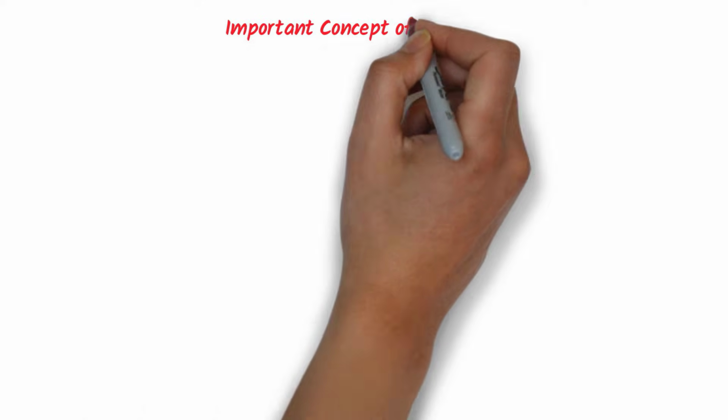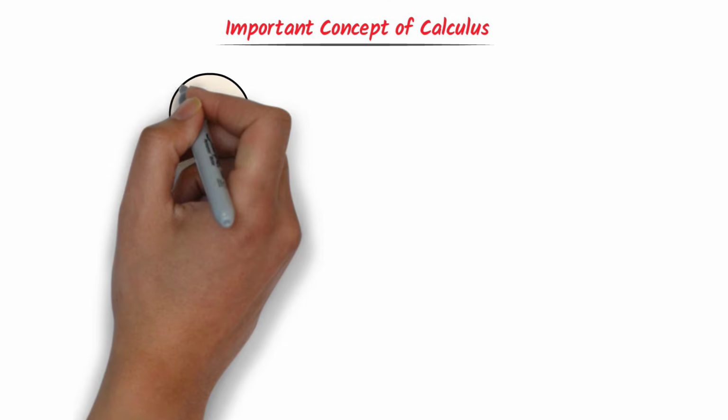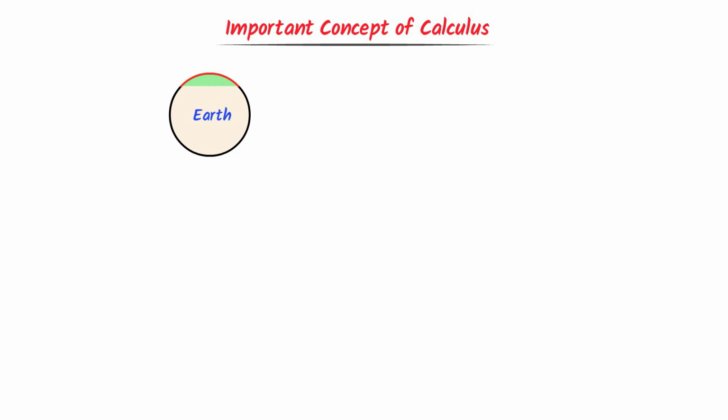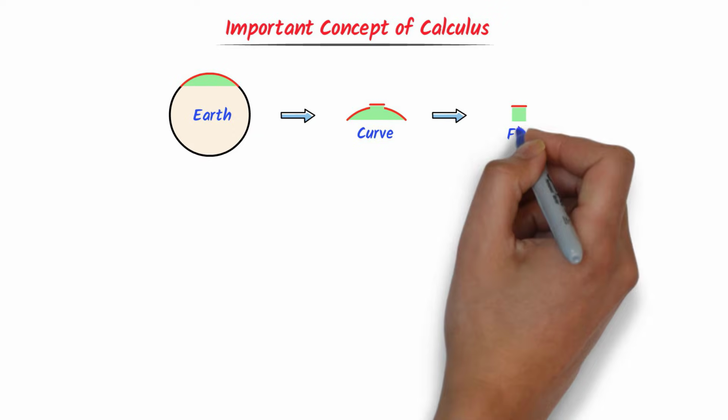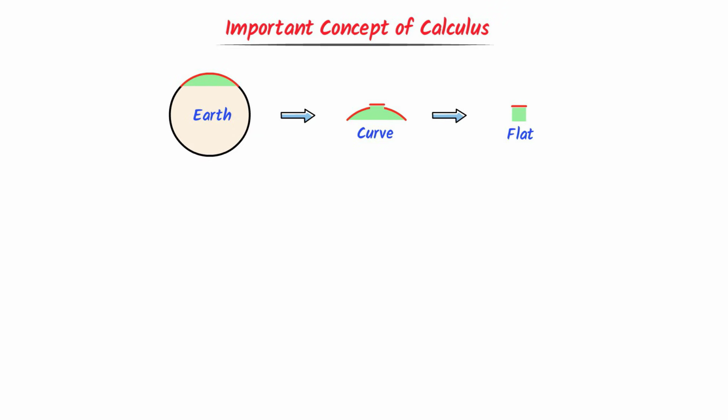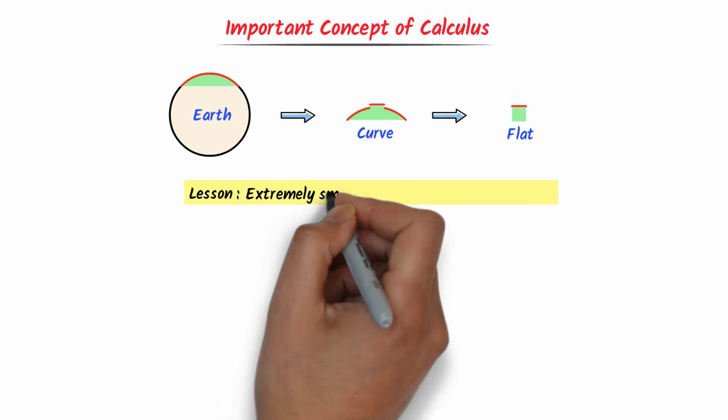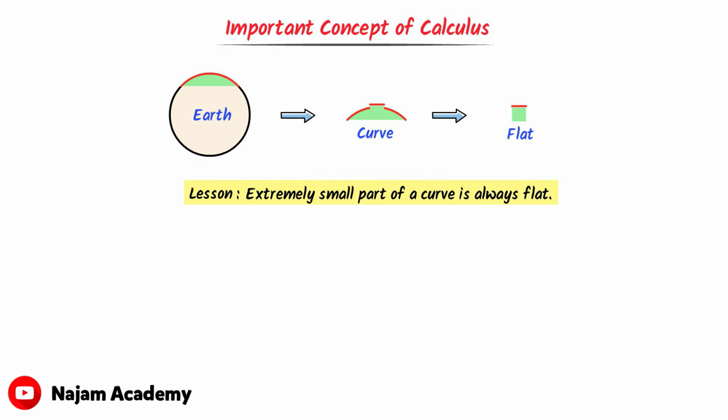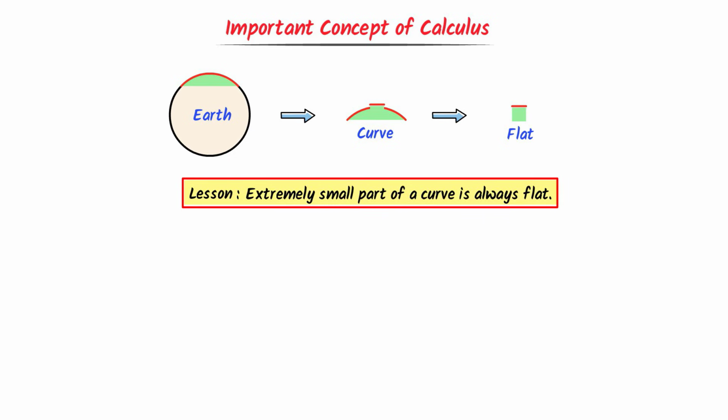Now I will teach you the most important concept of calculus which many talented people are not understanding. For example, consider the earth. Let me select any curved region from it. I zoom in on this curved region. As a result, we can see this flat region. From this example, we learned a very important lesson. We learned that an extremely small part of a curve is flat or straight. Let me repeat it. Extremely small part of a curve is flat or straight.